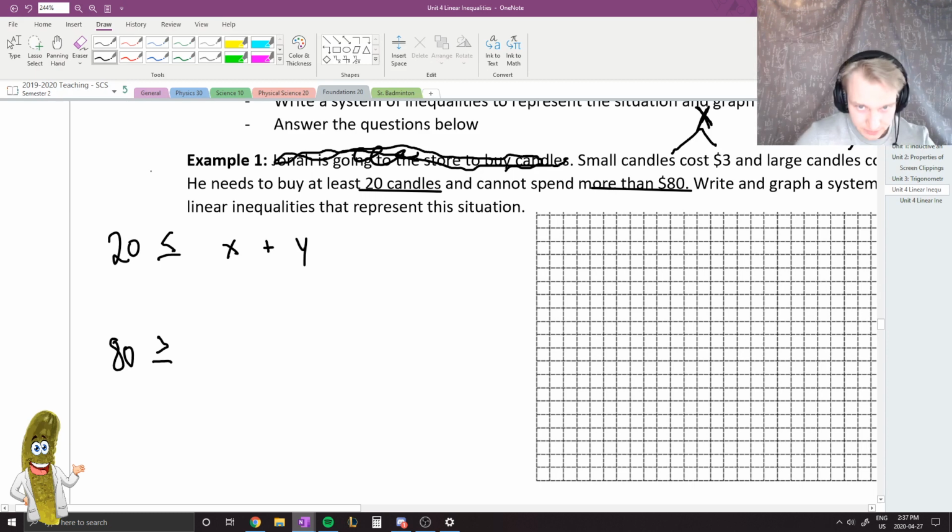The second equation is I know that I cannot spend more than $80. Well, I know that I have to buy at least 20, so I still need to talk in terms of X and Y. But now what I'm going to talk in terms of is I'm going to say, well, small candles cost me $3, and large candles cost me $5. So the number Y of large candles I buy times $5 has to be less than $80. The number of small candles, X, times $3 must be less than $80. So when I add those two together, it has to be less than 80.